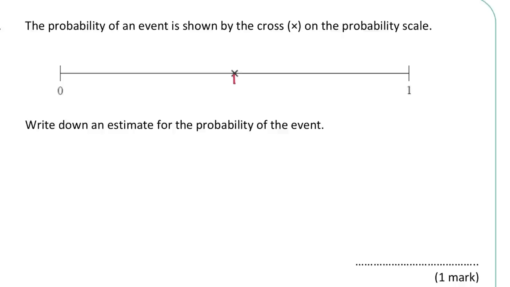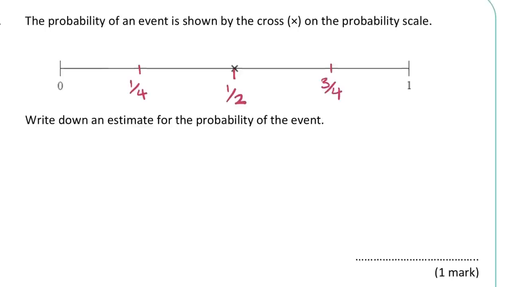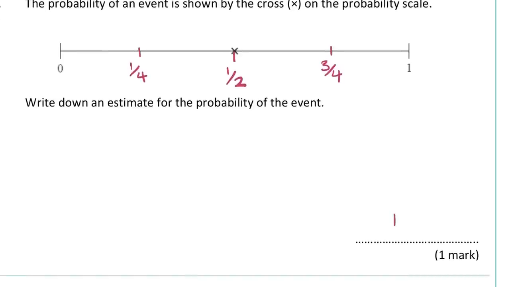Not forgetting 0 is impossible and 1 is absolutely certain. In the middle is 1/2. You could write that as a percentage or as a decimal as well. And then you have other fractions along the way here. So we normally have 1/4 and 3/4 labelled, 1/4 representing unlikely, 3/4 representing likely. But we have this half in the middle. That is the estimate for this probability. So we would say 1/2, or you could say 50%. So there we go. There would be my estimate for that one there in the middle of the line.